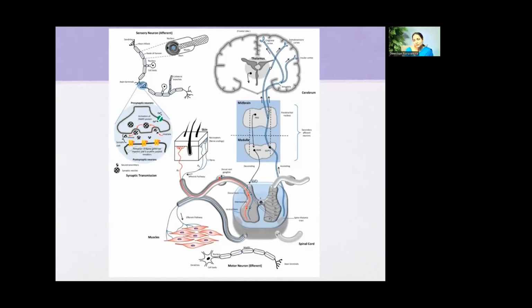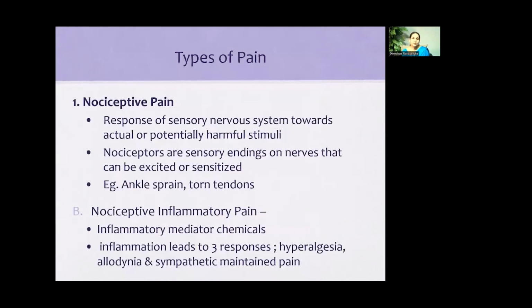Now we will look at some of the types of pain. We have pain which is called nociceptive pain. Here it's a response of the sensory nervous system towards actual or potentially harmful stimuli. Nociceptors are sensory endings on nerves that can be excited or sensitized. For example, nociceptive pain could be an ankle sprain or a torn tendon in one of our patients. And we have nociceptive inflammatory pain, which is mediated by inflammatory mediator chemicals. The inflammation leads to three responses, namely hyperalgesia, allodynia, and sympathetic maintained pain. We see inflammation in our patients a lot, and nociceptive inflammatory pain is seen in most of our patients.